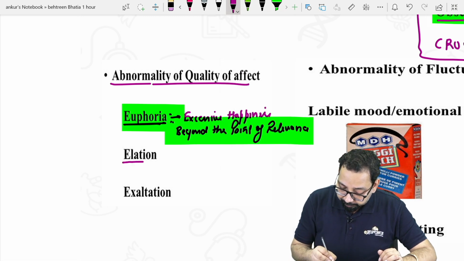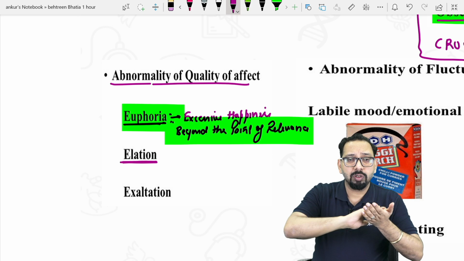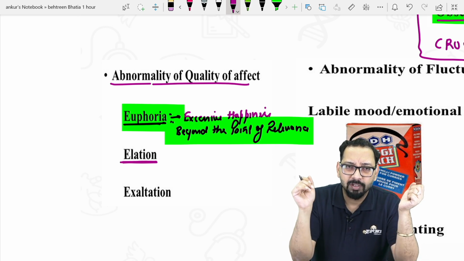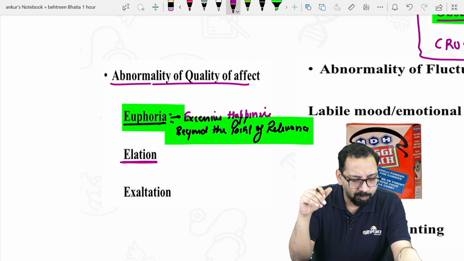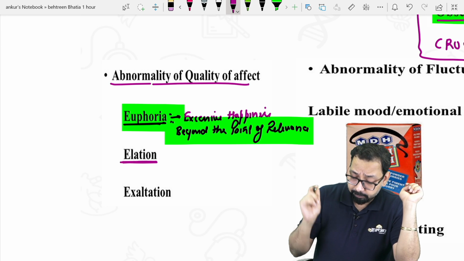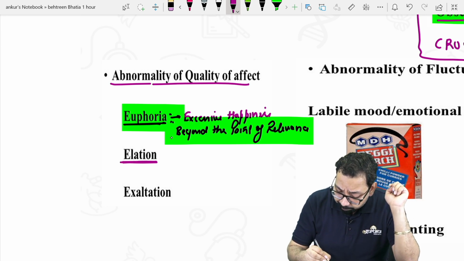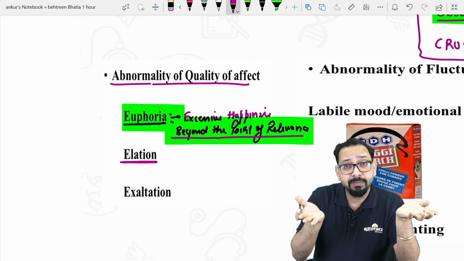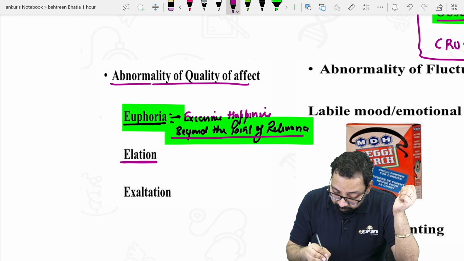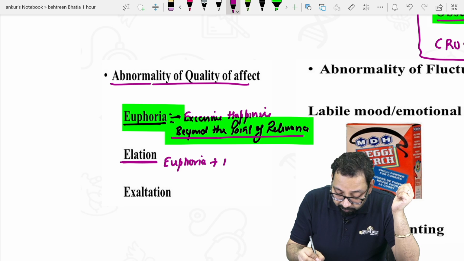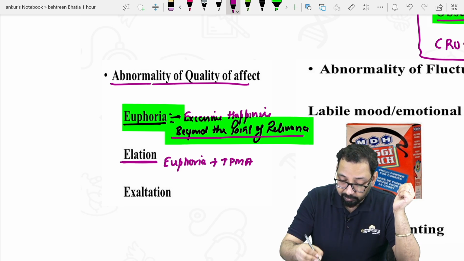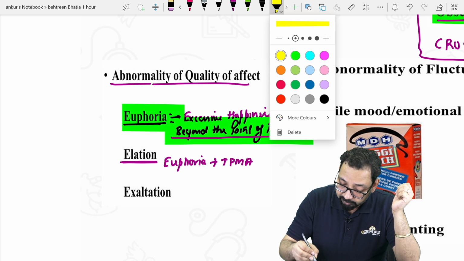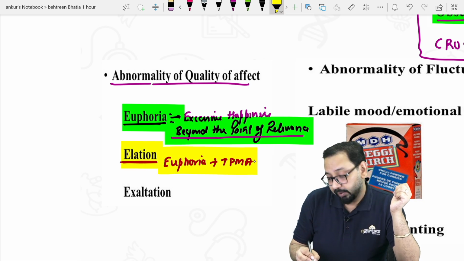Now your friend is distributing notes and started dancing, playing music or without music, "DJ wale babu mera gana bajate," and started dancing. Now I would say he is having excessive happiness beyond the point of relevance, and he is dancing, means psychomotor activity is increased. So elation is euphoria plus increased psychomotor activity. Yes, euphoria plus increased psychomotor activity is elation.